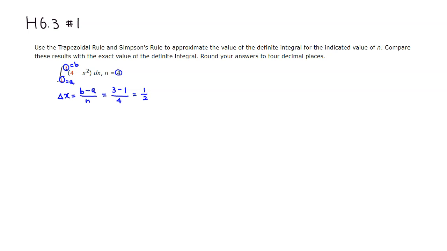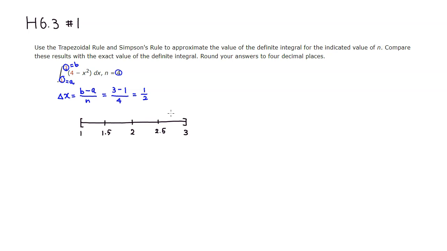So we want to split the interval from 1 to 3 into 4 sections. Split that in half and then split that in half. The next point is 1.5, because delta x is 1/2 or 0.5, then 2, and you have a 2.5 right there.